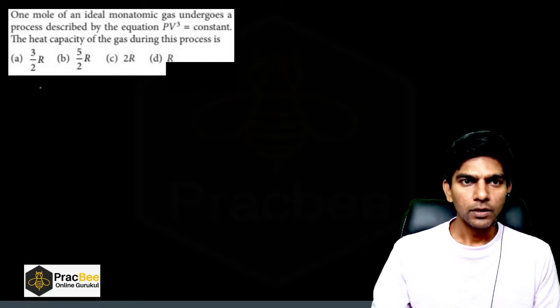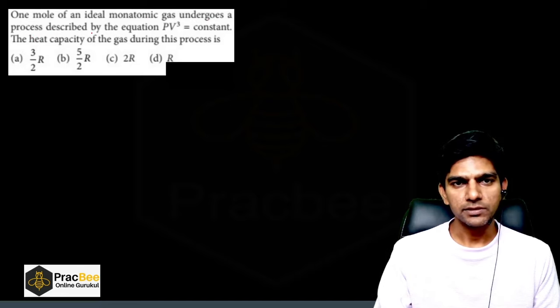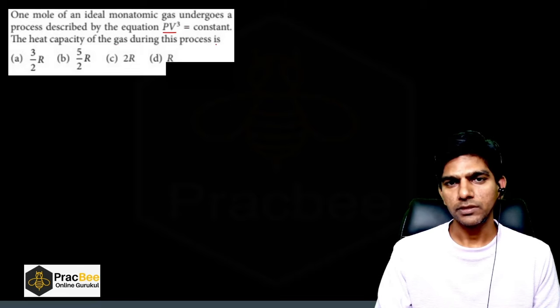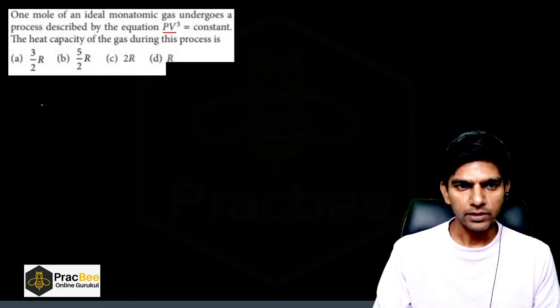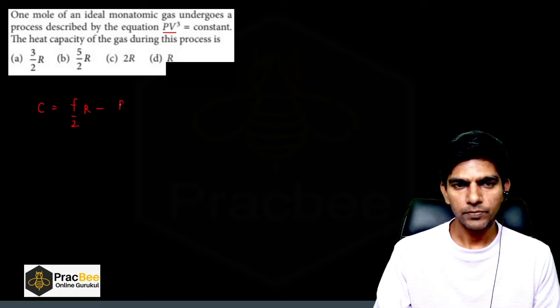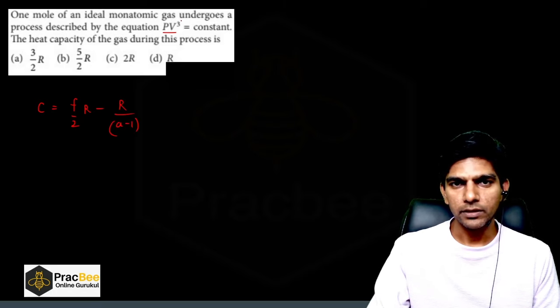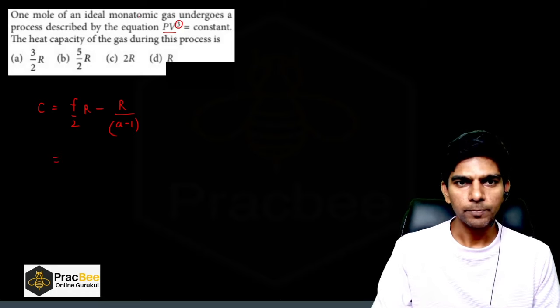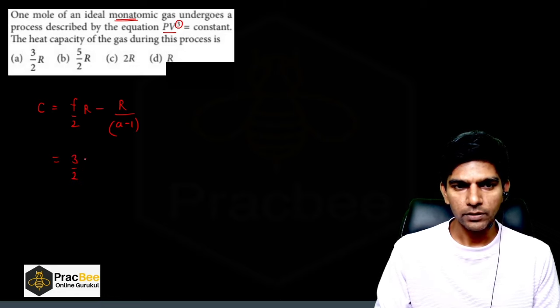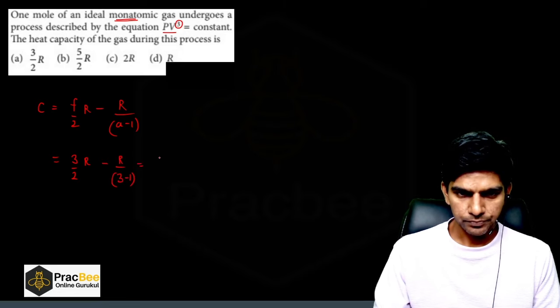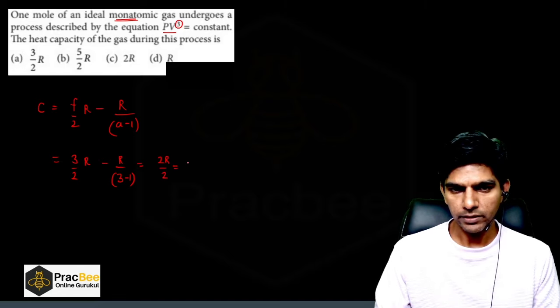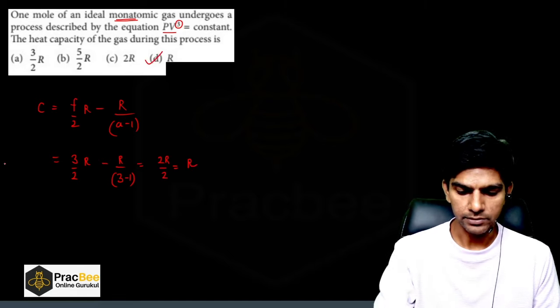So 1 mole of an ideal monatomic gas undergoes a process described by the equation PV raised to power 3 equals constant. The heat capacity of the gas during this process is? Now PV raised to power 3. So we know that molar heat capacity for a polytropic process will be given by F by 2 R minus R upon (a minus 1). Now here the value of a is 3. And it is a monatomic gas. So in case of a monatomic gas, the degree of freedom is 3. So it will be 3 by 2 R minus R upon (3 minus 1). So that will become 2R by 2, and it is nothing but R. So option D is the right answer.